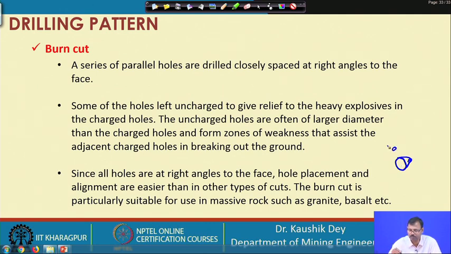Then another charged hole has to be blasted, considering this is the empty hole which will act as the free surface for that hole. So, the new free surface will be created like this. Then the next charged hole has to be placed here. This free area now acts as the free surface for that. So, the new free area will be created like this.